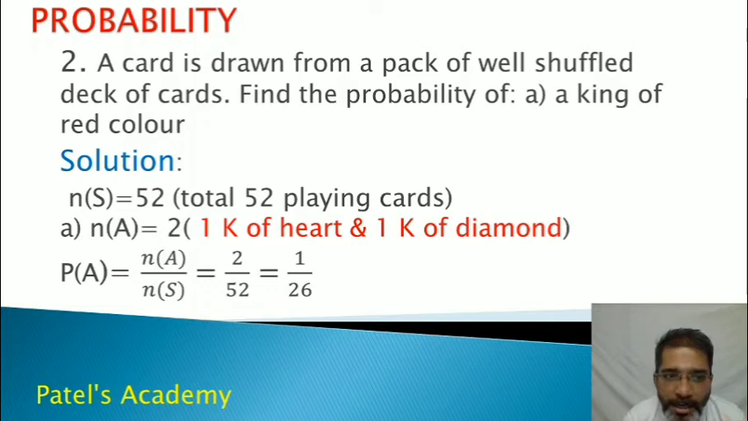Probability is n(A) upon n(S), that is the required outcomes upon the total number of outcomes. So we need the required outcomes as 2, and the total outcomes is 52, 2 upon 52, and if you reduce it, we'll get 1 upon 26.